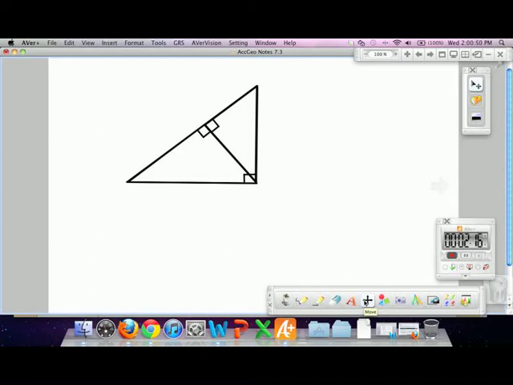Here's a triangle, and I've drawn an altitude from the vertex to the hypotenuse. Notice this, my large triangle is a right triangle, and I've drawn an altitude, a segment from the vertex to the opposite side at a right angle. I claim that the three triangles we have, this small one, this larger one, and then the big one, are all similar, meaning the angles are all congruent. There are three congruent angles, and the corresponding sides are proportional.